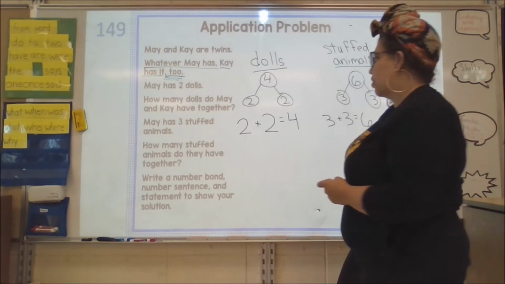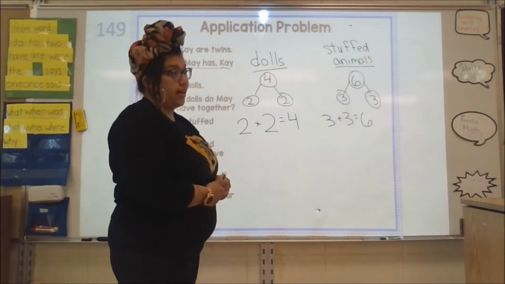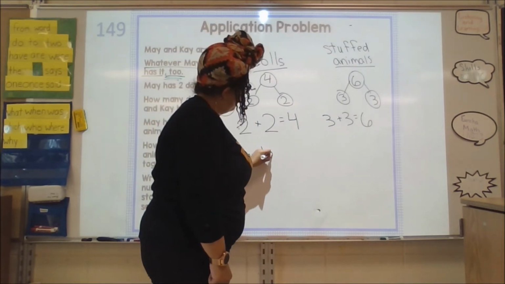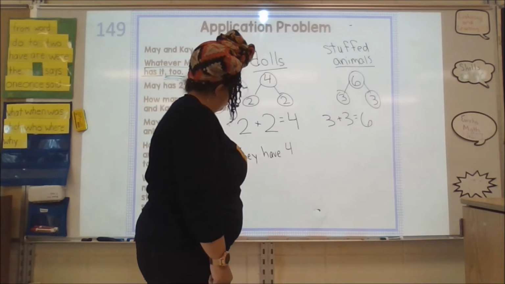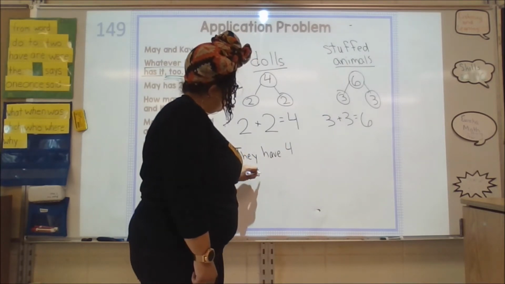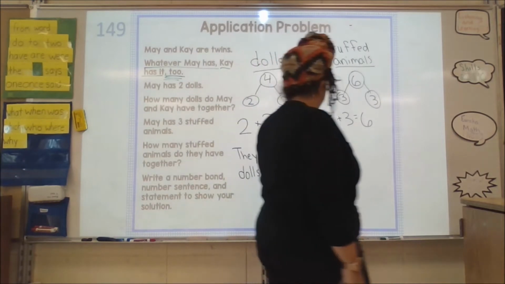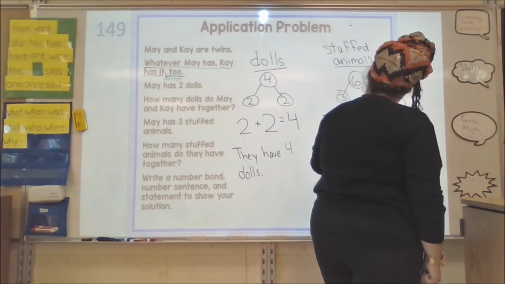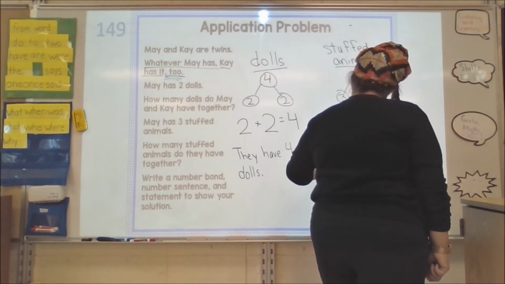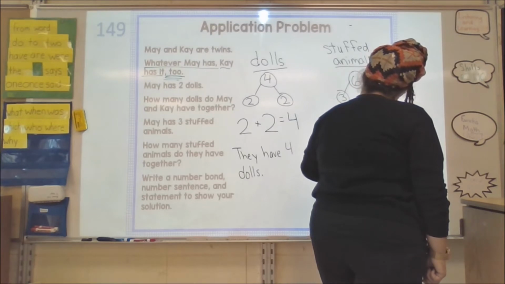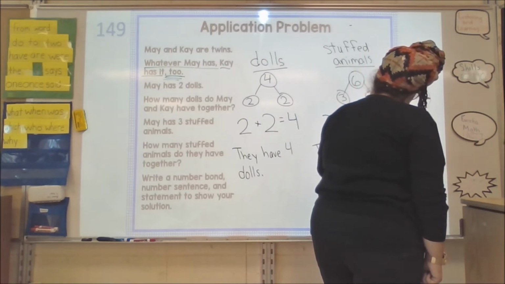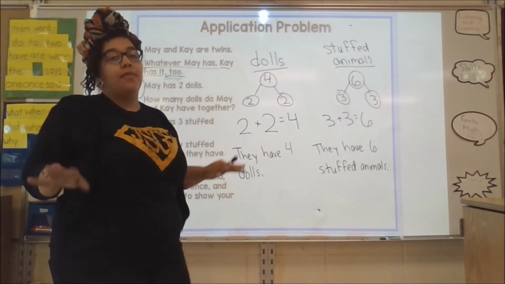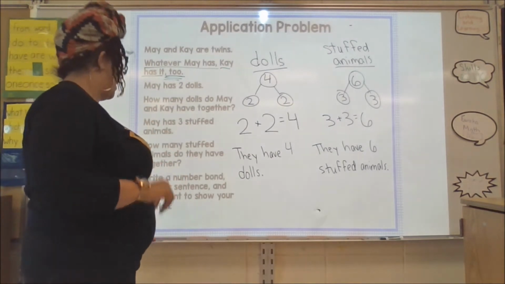We still have word answers. Okay. So, the word answer for the number of dolls is they have 4 dolls. That's sentence number 1. Sentence number 2. They have 6 stuffed animals. Bam! Now we are fully aware of the toys of May and Kay.